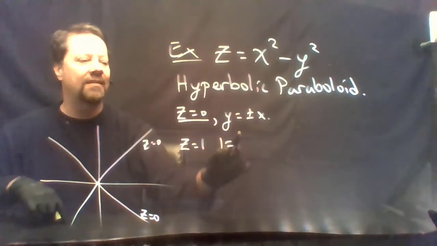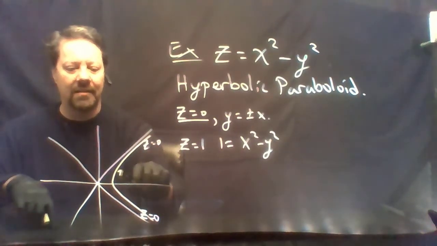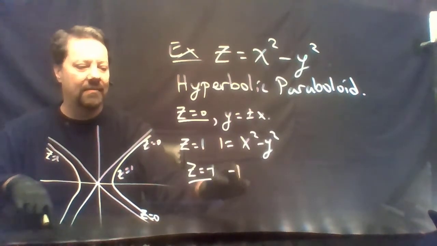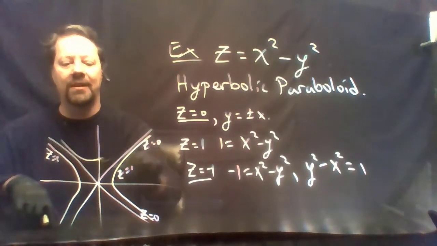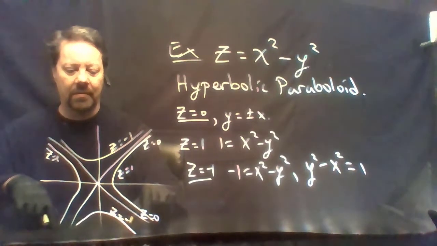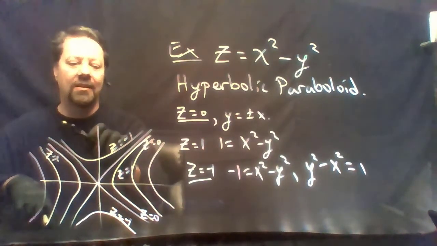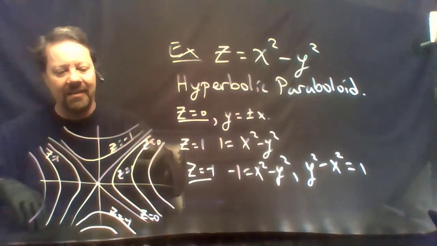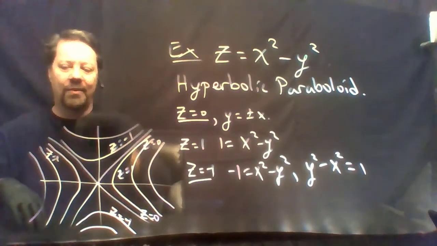If z is equal to 1, you get a hyperbola opening around the x-axis. If z is minus 1, you can rewrite that as y squared minus x squared equals 1. It's a hyperbola going around the y-axis. And the larger z is, the bigger the hyperbola is. The lower z is, the bigger the hyperbola is in the y-axis direction. So you can see the kind of saddle shape here of going down in the x-axis direction and then up, and then going the other way on the y-axis.